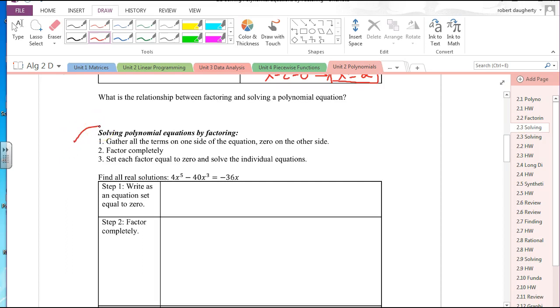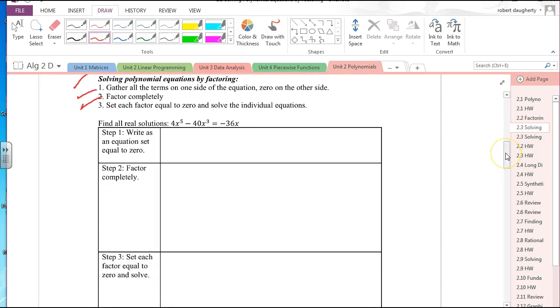So here are our steps. Gather all the terms on one side of the equation and a 0 on the other side. Factor completely, and then each of those factors has to be set equal to 0. So this is where we're going to put into place everything we've been doing with the factoring so far in order to solve equations. So let's take a look at the first one we have here.